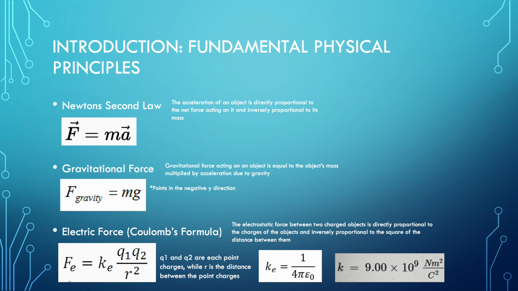As for electric force, the electrostatic force between two charged objects is directly proportional to the charges of the objects and inversely proportional to the square of the distance between them. Here in the equation, Q1 and Q2 are each point charges, while r is the distance between the point charges, and K is Coulomb's constant, which equals 9.0 times 10 to the 9 Newton meters squared per Coulomb squared.